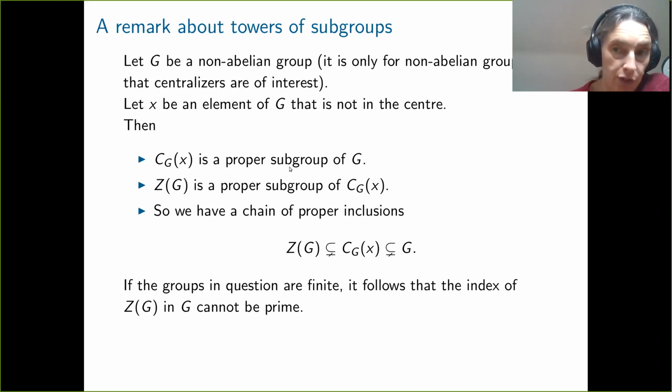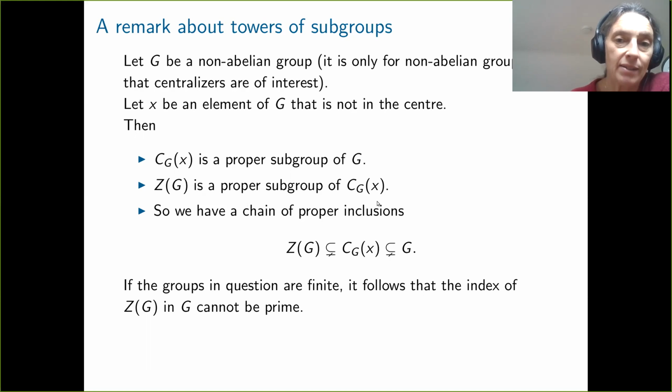It can't be all of G. And the reason for that is because X doesn't commute with everything. It's not in the center. So therefore, its centralizer is not the whole group. Okay, second remark, the center of G is a subgroup of the centralizer of X. That's just saying that those elements that commute with everything commute with X. Moreover, I claim that it's a proper subgroup of the centralizer of X, that the center of G can't be equal to the centralizer of X.